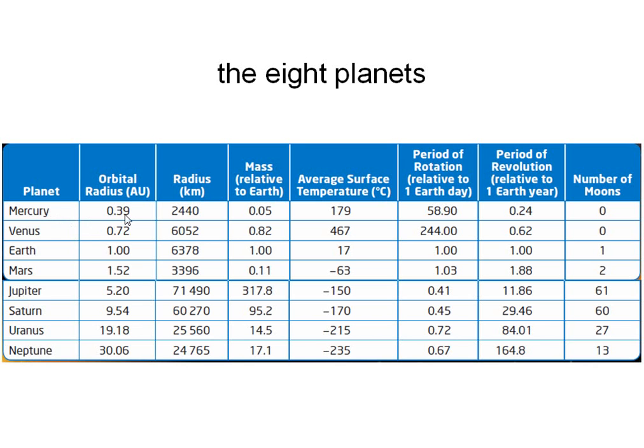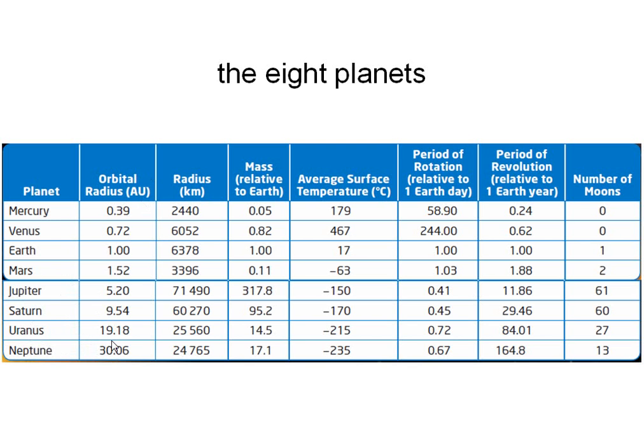Mercury is 0.4 AU away from the Sun, and Venus is 0.7 AU away. Earth, of course, is 1 AU away. This is the definition, right? And Mars is 1.5 AU away. Jupiter 5 AU away. Saturn about 10 AU away. Uranus 20 AU away, and Neptune 30 AU away.